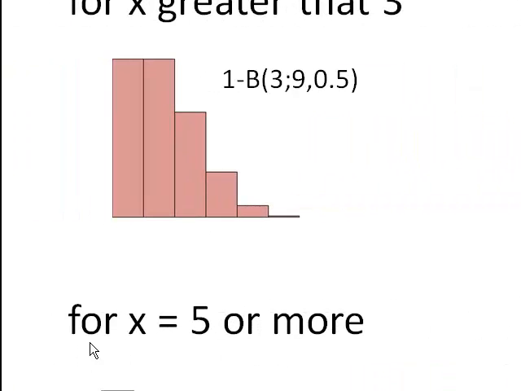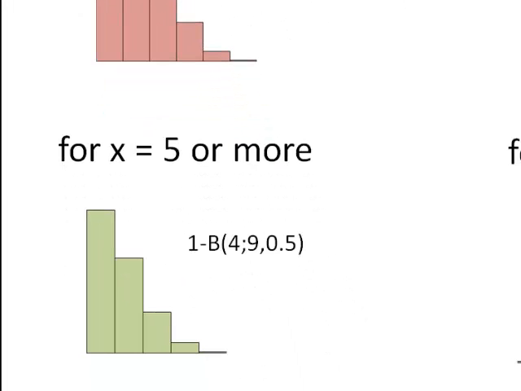Okay, what if we said that we wanted it for x equal to 5 or more? Now in this case we want to keep the 5. We don't want to get rid of it. So what we want to get rid of is the 4 and below, which is going to be our big B4. So over here what we've minused off is the 0, 1, 2, 3, 4, and what we've kept is the 5, 6, 7, 8, 9. So this is the value under the curve that's going to be the probability for x equal to 5 or more.